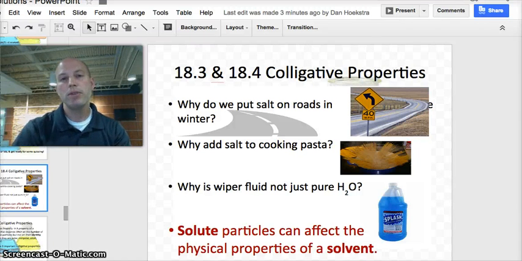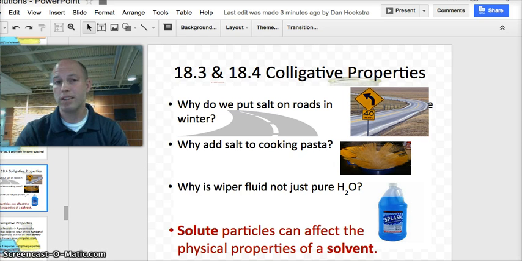Hello and welcome to our third and final content lesson on the unit of solutions. This lesson is going to deal with something called a colligative property, and it will answer questions such as, why do we put salt down on the roads during the winter time? Or possibly, why do we add some salt to boiling water? Or why don't we use water as our windshield wiper solution during the winter?